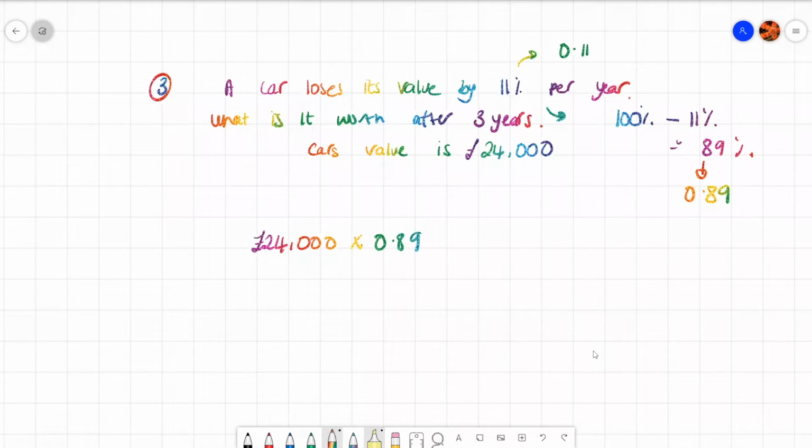So we're going to times by 0.89 because the car is losing its value. It's worth 89%. After 3 years, so to the power of 3, it's 24,000 times 0.89 to the power of 3, and I end up with £16,919.26. Okay, let's have a look at another example then of that.